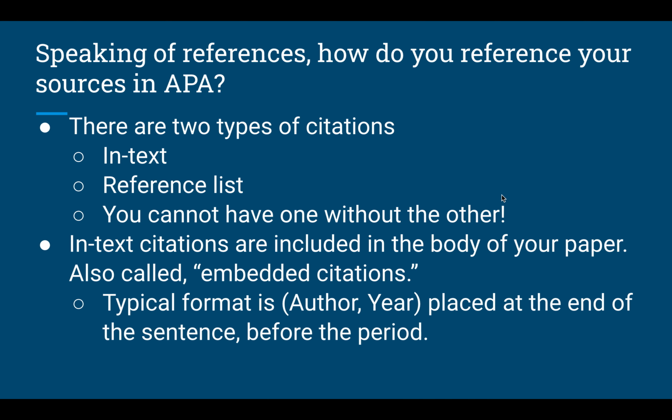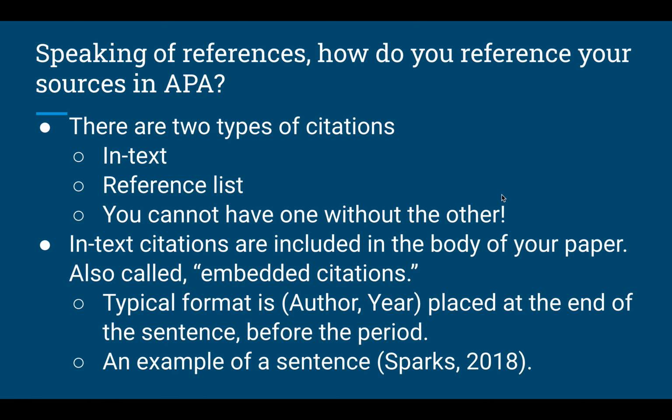So the typical format for an in-text citation is parenthesis, last name of the author, comma, year of publication, end parenthesis, period. So here's an example of a sentence we might use when we are using information from a source in our paper, and then here is the in-text citation, last name of the author, comma, year of publication, end parenthesis, period.